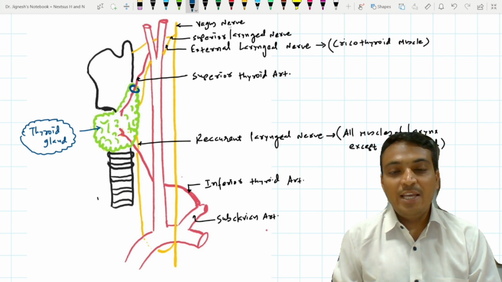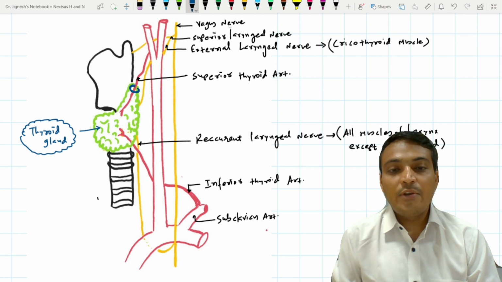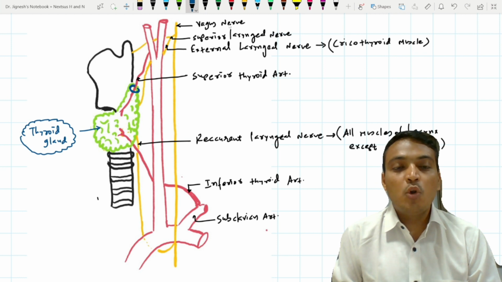While in case of the relation of the inferior thyroid artery and the recurrent laryngeal nerve, at the lower part, or we can say at the proximal part of the recurrent laryngeal nerve and the inferior thyroid artery, both are apart from each other. But as soon as this artery and the nerve reach the lower pole of the thyroid gland, they are in very intimate relation with each other.